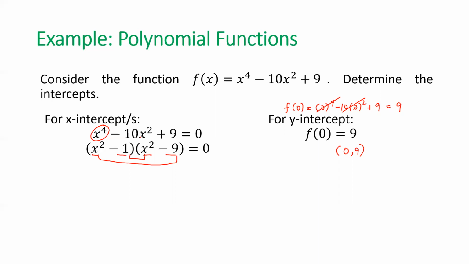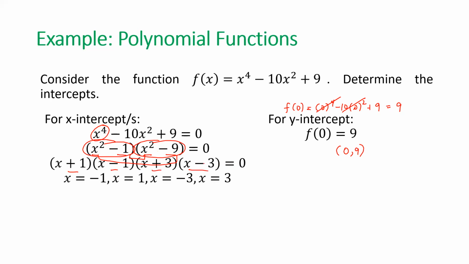So these two can still be factored as x plus 1 times x minus 1, that's for x squared minus 1, and x squared minus 9 can be factored as x plus 3 times x minus 3. So equating all these linear factors to 0 and solving for x, we will get negative 1, positive 1, negative 3, and positive 3. So therefore, the x-intercepts are the points negative 1, comma 0, positive 1, comma 0, negative 3, comma 0, and positive 3, comma 0.